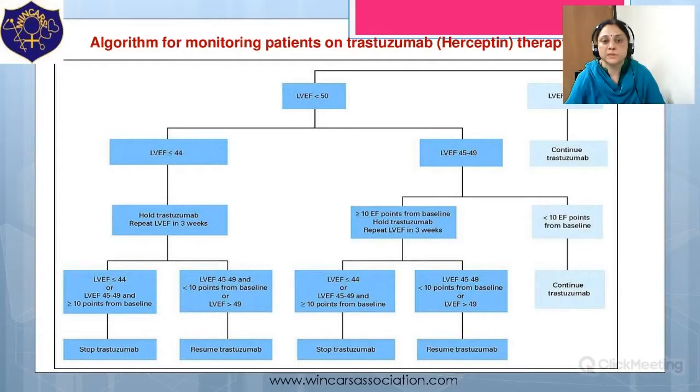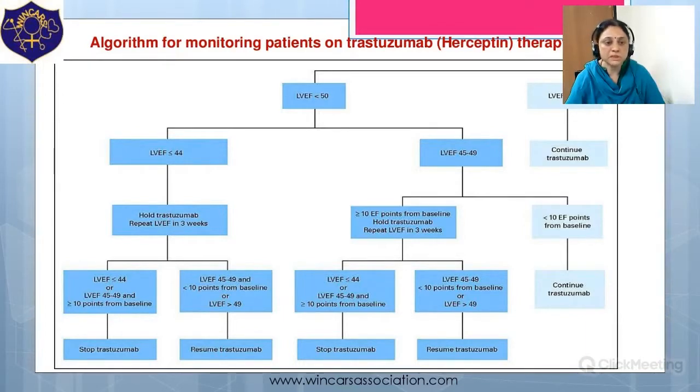Similarly, an algorithm has been suggested for patients who are on Herceptin therapy. At an ejection fraction of more than 50%, we can safely continue the drug. If the ejection fraction is between 45 to 49% and there is less than 10% decrease from the baseline, we can continue treatment. If there is a decrease of more than 10% from the baseline, withhold treatment and then reassess and start treatment only after the ejection fraction improves to more than 50.